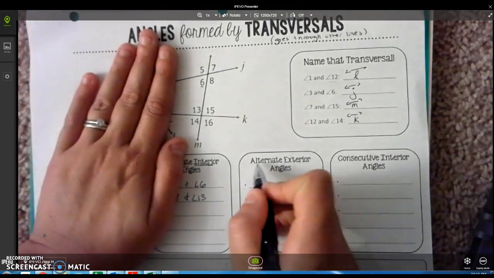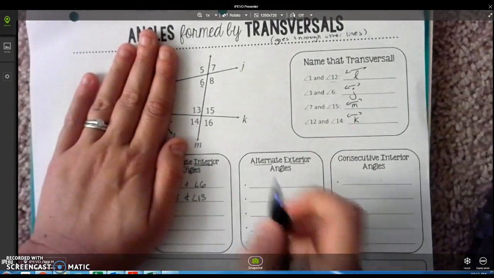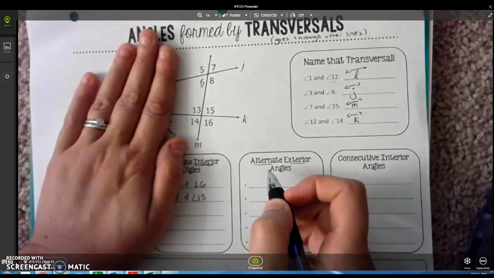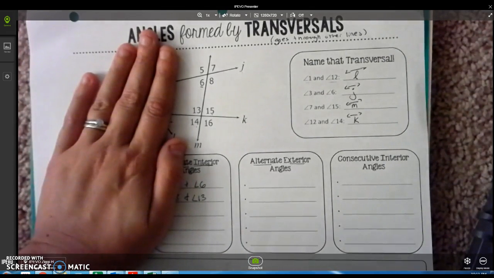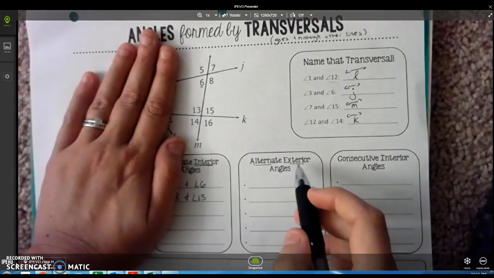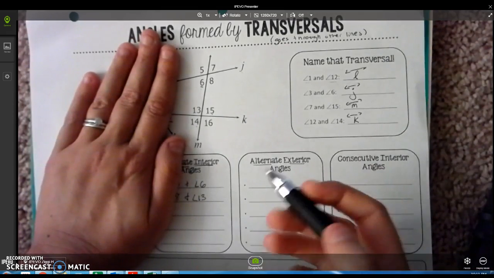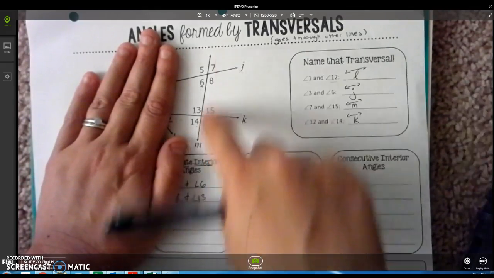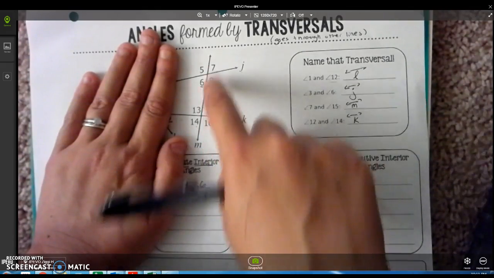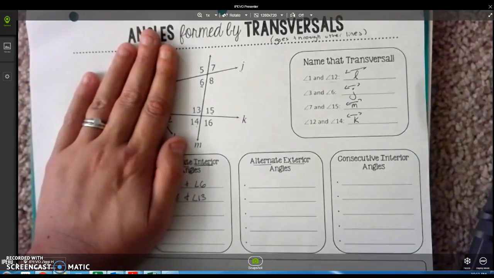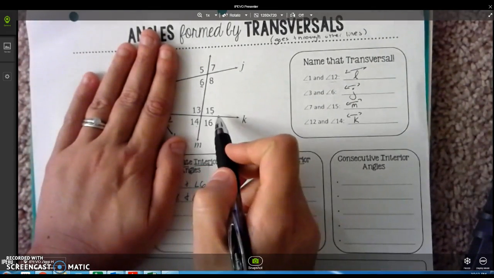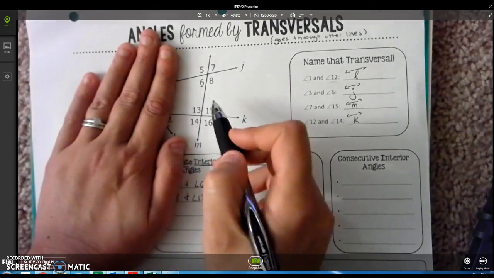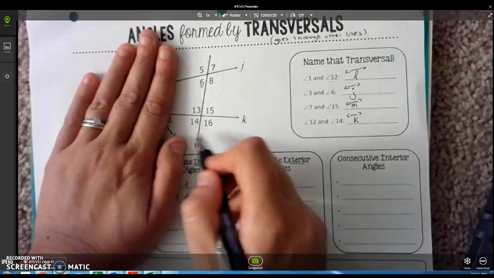So we've got alternate exterior. We already know what alternating is, right? It goes back and forth. One's on one side of the transversal, one is on the other. And exterior, we should know, means outside. So these are my 2 lines that I'm talking about. This is my transversal, so it has to be outside these lines, which means I can't use 6, 8, 13, or 15 this time, because they would be inside. Now I have 5, 7, 14, or 16.